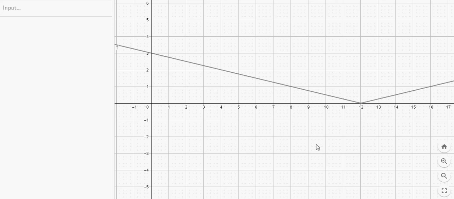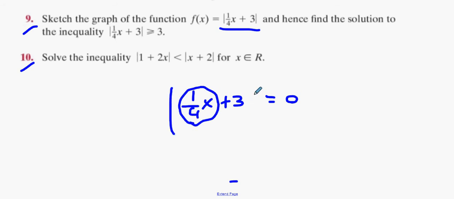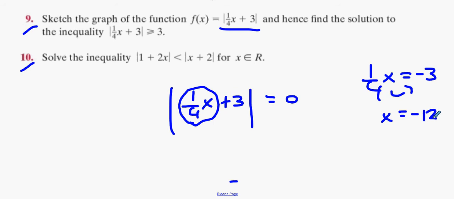And that's expected, because when is the x value going to be 0? Think about it. When is a quarter x plus 3 going to be equal to 0? What does this have to equal to make that 0? That would have to be minus 3, wouldn't it? Which would mean the x value would have to be minus 12.